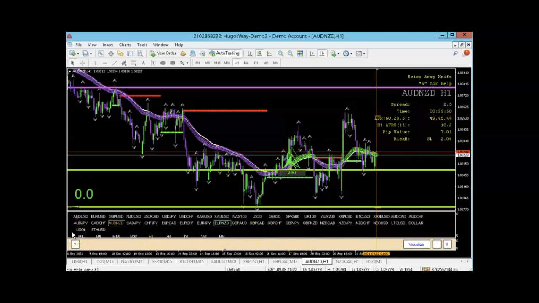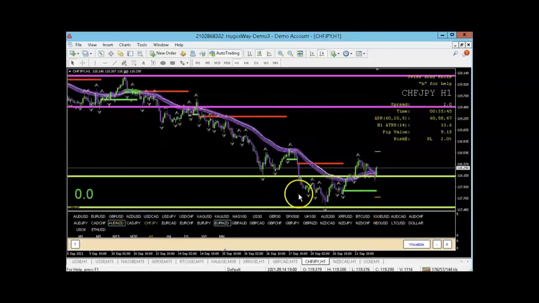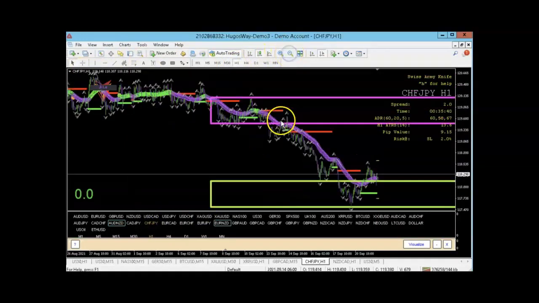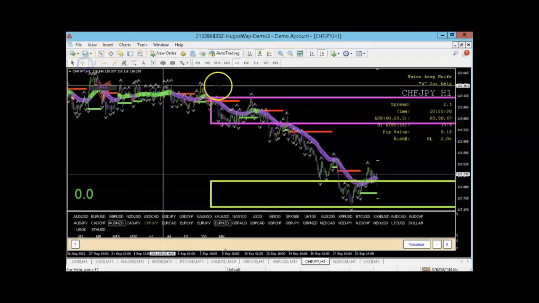I'm going to go ahead and add this to our watch list by hitting W. Now I'm looking at CHF/JPY. Same kind of concept, 1 hour time frame, CHF/JPY. No, I'm talking fast. I'm on a roll today.